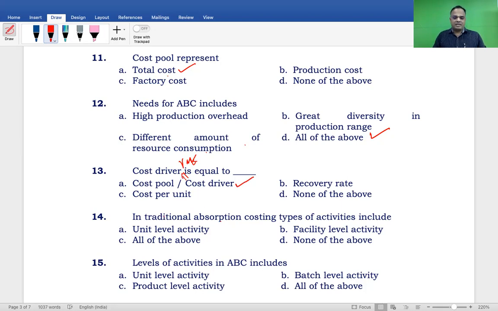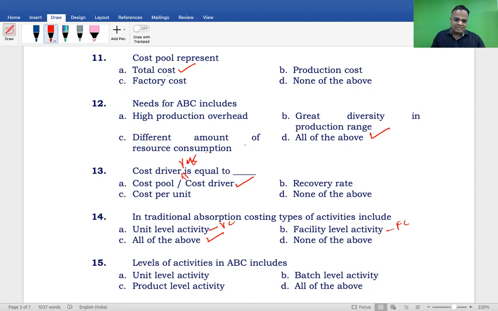Next, in traditional absorption costing, types of activities include unit level, facility level, all of the above, none of the above. We have unit level and facility level. Unit level is nothing but variable cost. Facility level represents fixed cost. Therefore, in traditional absorption costing, two types of activities are there: unit level and facility level.